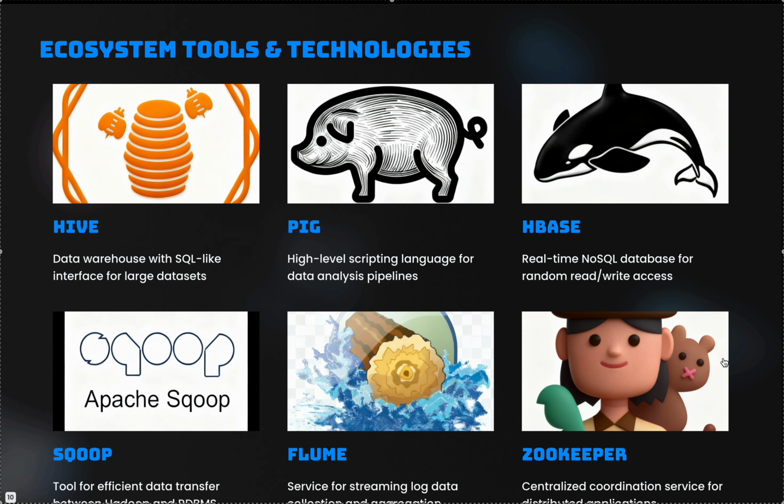Ecosystem tools and technologies. Hadoop's ecosystem expands through many powerful tools: Hive for SQL like querying, Pig for data transformation scripts, HBase, a NoSQL database, Sqoop imports and exports data between Hadoop and RDBMS, Flume collects and sends log data, and Zookeeper, a coordination service. This ecosystem enables Hadoop to support storage, processing, data movement, analytics, and coordination.